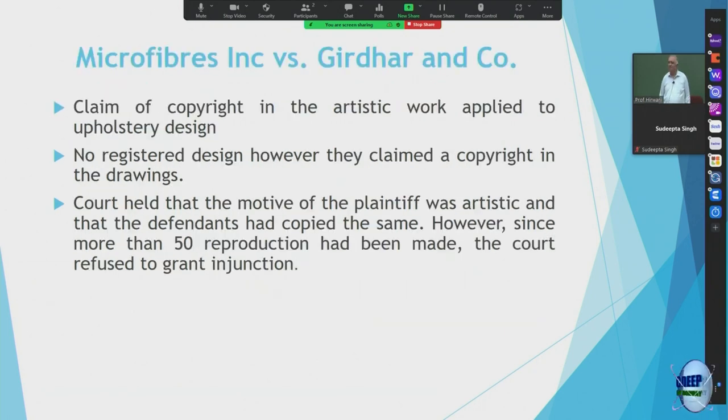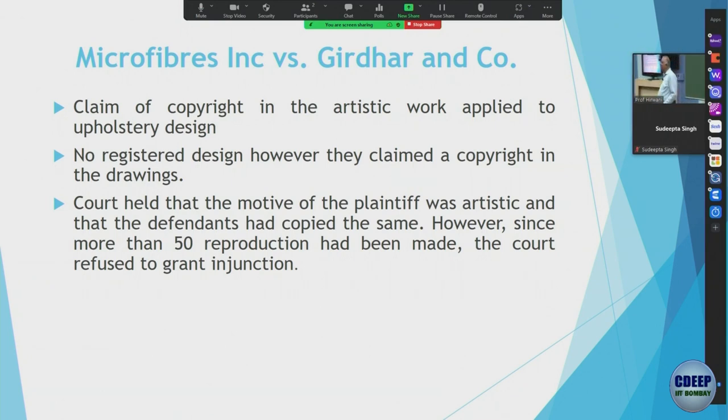Let us look at some of the cases. There is a case which applies to upholstery design. These people had not registered. Since they had not registered, they said we have protection under copyright. The court said yes, we agree with the artistic nature, so copyright comes into existence. But the fact that more than 50 reproductions have been made is not valid for the design. So you have already produced 50 pieces.